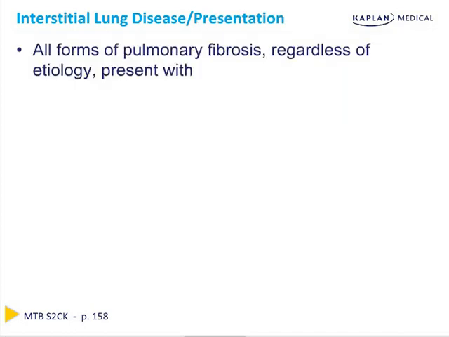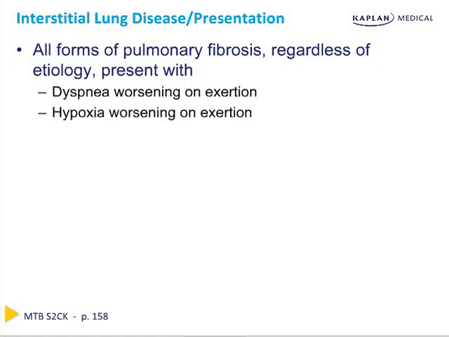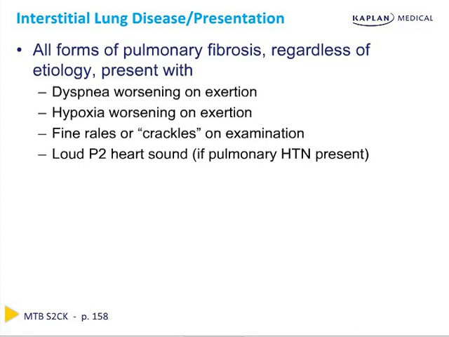In all forms of interstitial lung disease, there is some insult to the interstitium that causes ongoing inflammation. As with any other organ in the body, ongoing inflammation can finally result in the end stage, which is fibrosis. All forms of pulmonary fibrosis, regardless of etiology, will present with dyspnea, especially worsening on exertion, hypoxia, again much worse with exertion, and fine rales or crackles heard on the examination, sometimes described as Velcro-sounding crackles.